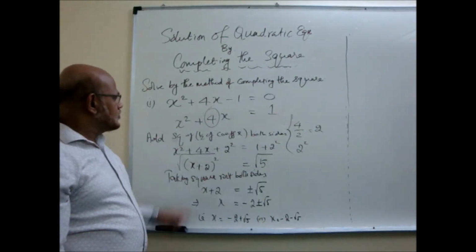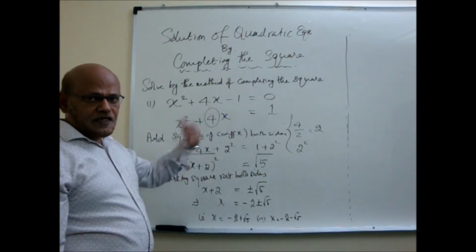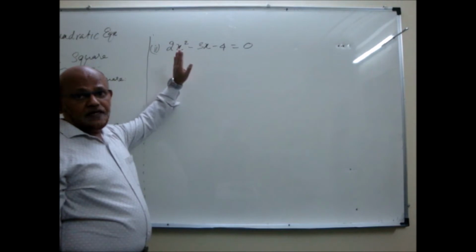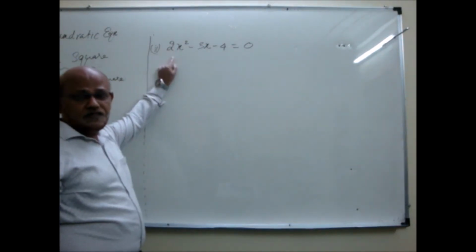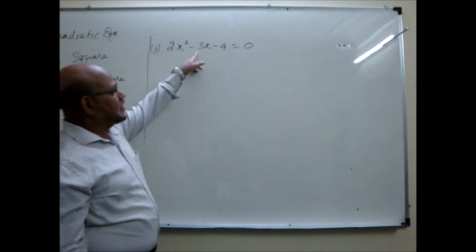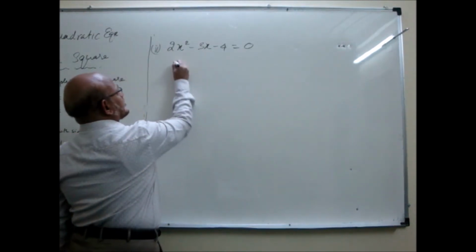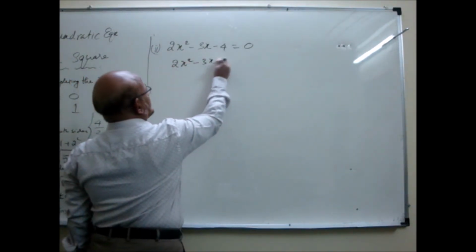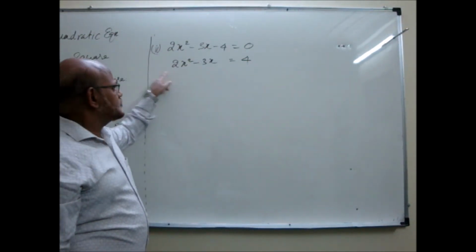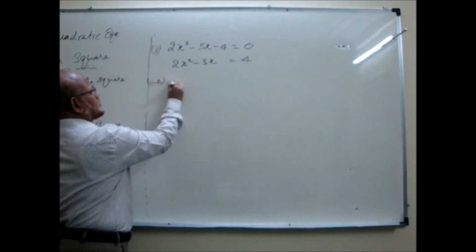Now we do one or two more examples to make this type very clear. Move to the other question. In the second example, this time I have taken an equation with an x square coefficient of some number other than 1, that is 2, to make it different. And moreover there is negative 3x. First step, move the constant term to the other side, so you get 4. You have to make the x square coefficient 1, so divide by 2 throughout, all the terms.